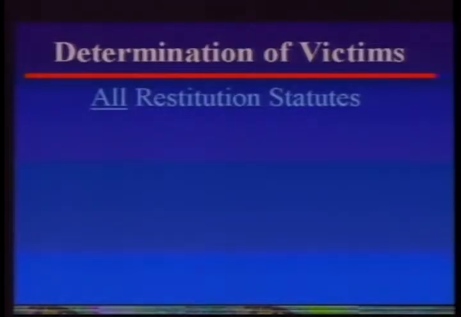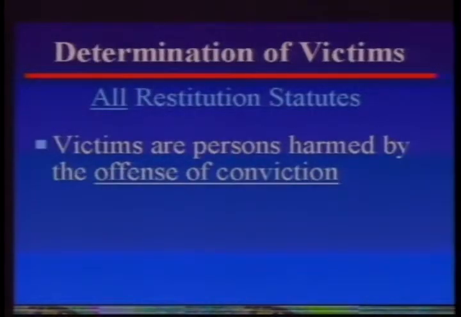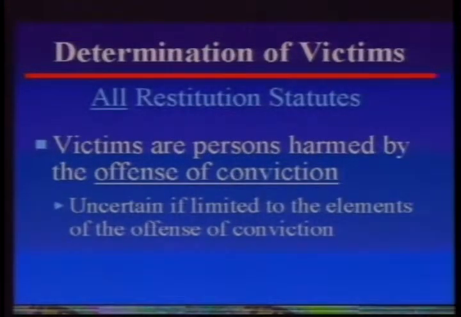Step two is to identify the victims. Now, the determination of victims, and this is for all restitution statutes, whether you're talking about 3663A, one of the special restitution statutes, 3663, or solely as a condition of probation or of supervised release. Victims are persons harmed by the offense of conviction. And then there's a little uncertainty if that's going to be limited to the elements of the offense of conviction or not. Now, Kathy, this idea of having to be harmed by the offense of conviction, and then even the idea of it being restricted perhaps to the elements, could you give us a little insight into that?